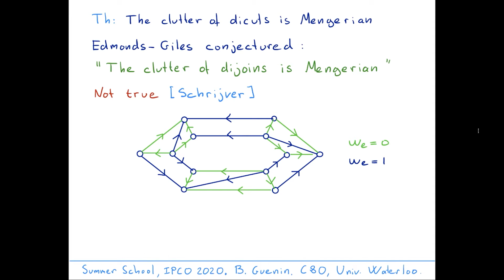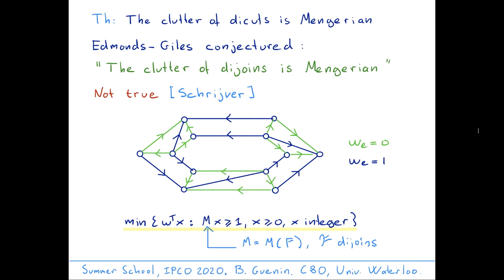In this example, you're going to need 2 types of weights. You have weights 0, which are indicated in green, and weights 1, which are indicated in dark blue. I want to sketch out why this example shows you that the clutter of dijoins is not Mengerian.